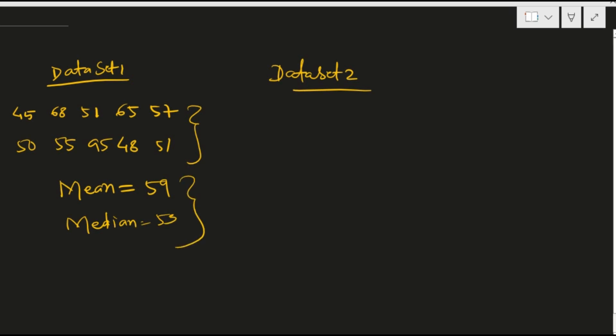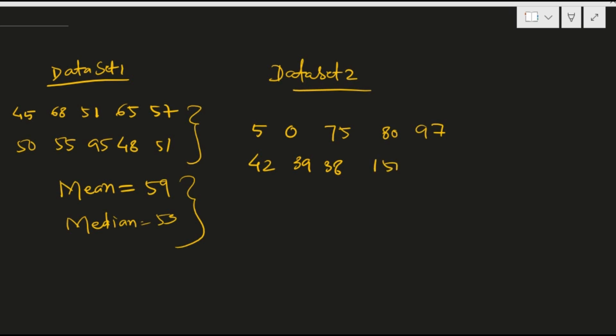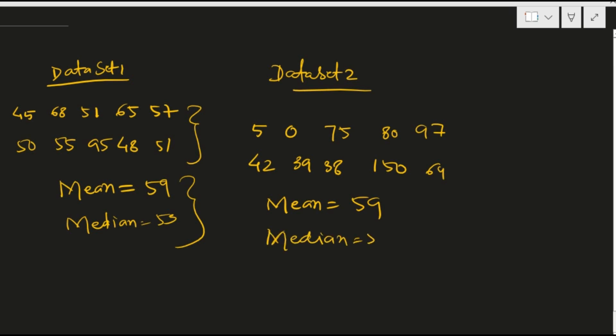Okay, let's take data set 2 points. We will take 5, 0, 75, 80, 97, and 42, 39, 38, 150, and 64. Now the mean in this case is again 59, and the median value is again 53.